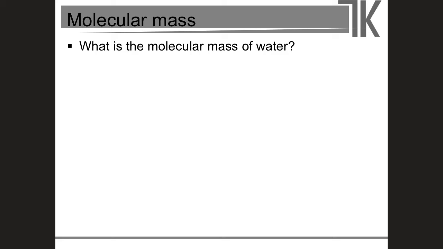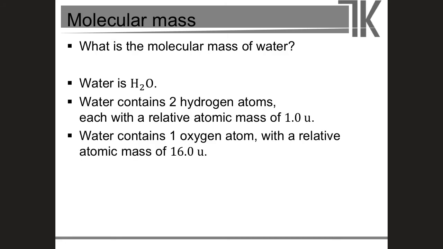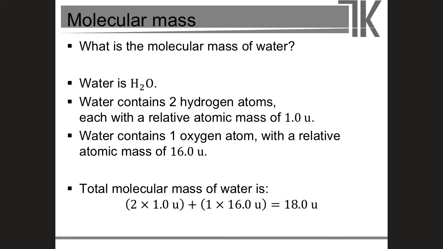You will want a periodic table. Any periodic table will do that you get off the internet. So water is H2O. And that means water contains 2 hydrogen atoms, each with a relative atomic mass of 1 atomic mass unit, and water contains 1 oxygen atom with a relative atomic mass of 16 atomic mass units. So the total molecular mass of water is then 2 times the molecular mass of hydrogen and 1 times the molecular mass of oxygen, which gives us a total of 18 atomic mass units.